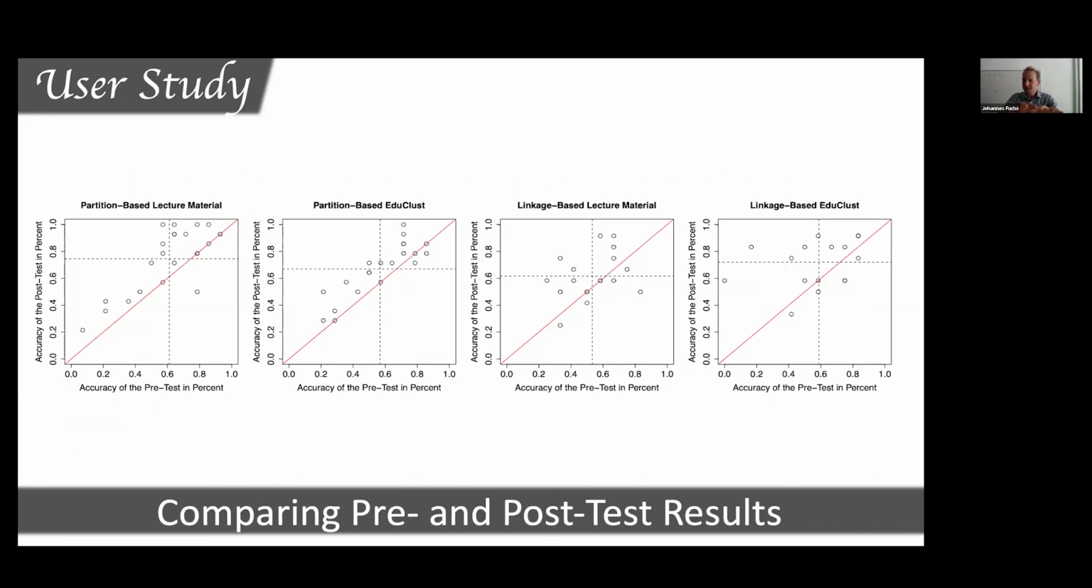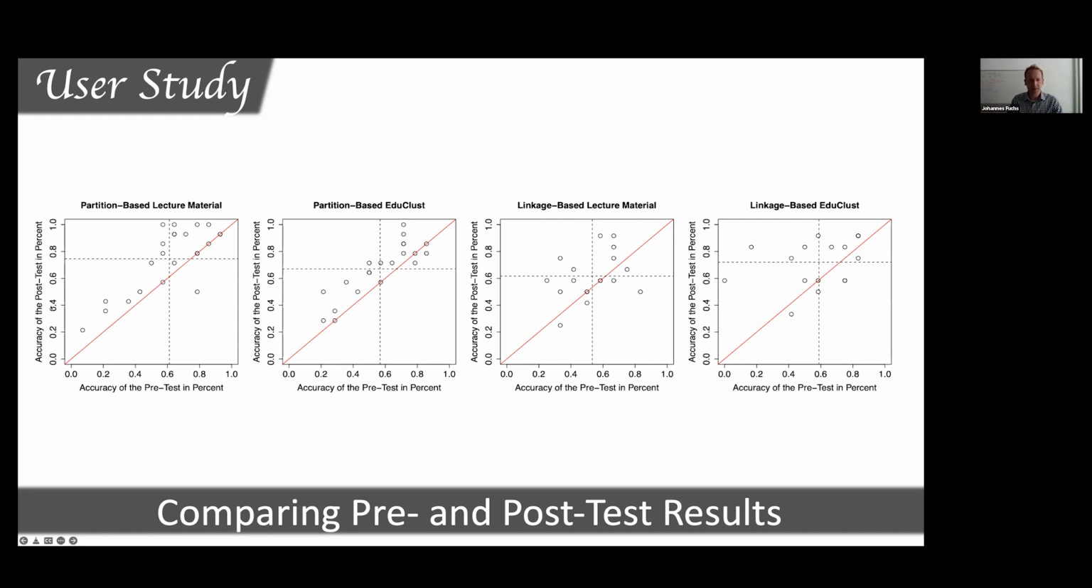So here in these different scatter plots, on the x-axis, we have the performance of the participants from the pre-test. On the y-axis, we have the performance from the post-test. Each data point is one participant, and we show their accuracy. If a data point is above the diagonal, this means that the participant improved from the pre-test to the post-test. So this is how you can read the plots.